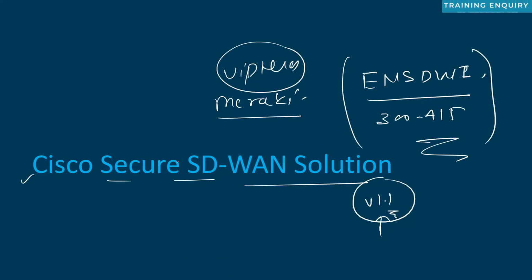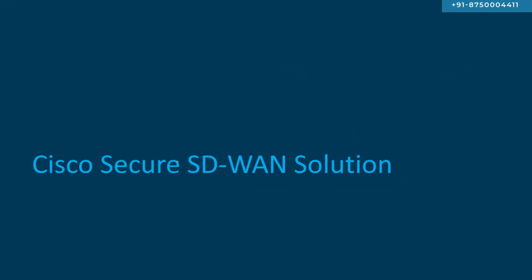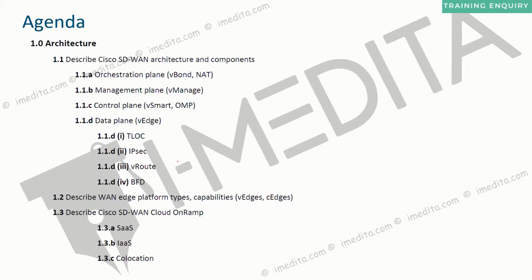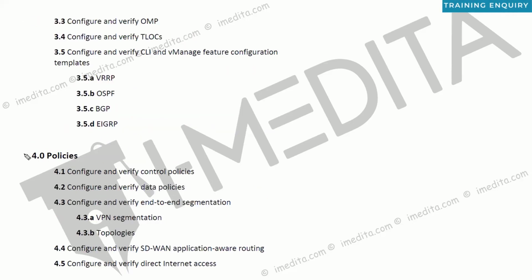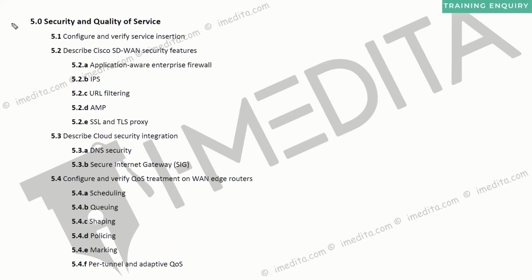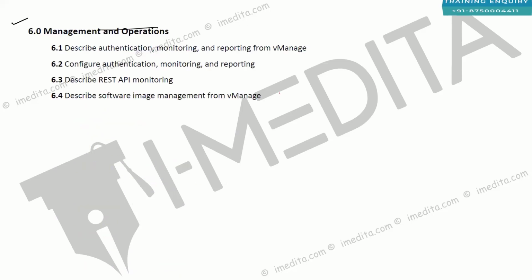We are going to talk about that. What is the content? What are we going to cover? First of all, let's talk about the agenda. The entire content that we are going to cover is divided into several sections. The first section is going to focus on the SD-WAN architecture. The second section is going to focus on the controller deployment. The third section is going to focus on the router deployment. The fourth section is going to focus on a variety of policies. The fifth section is going to focus on security and quality of service, and the sixth part is going to focus on management and operation.